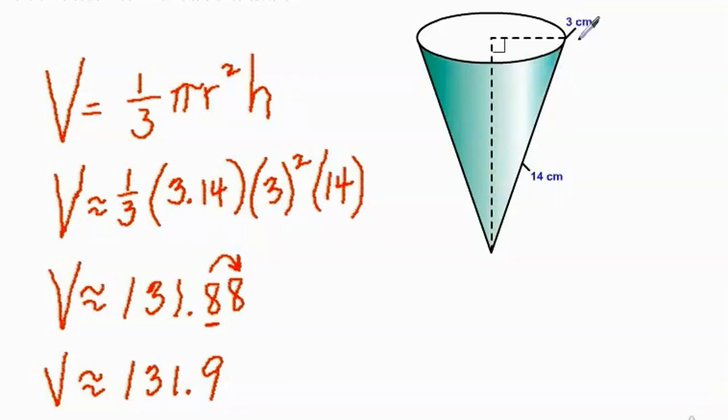Now let's talk about units. The radius is given in centimeters, so this would be centimeter times centimeter. And the height is also in centimeter. So centimeter times centimeter times centimeter would be centimeter cubed. So finally, our answer is this. The volume of the cone is approximately 131 9/10 cubic centimeters.